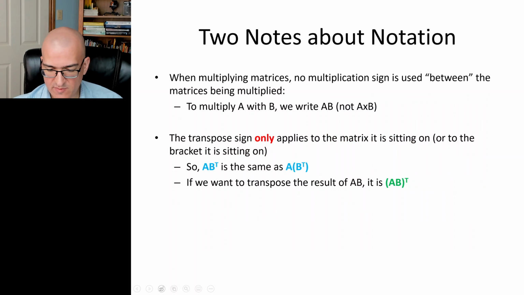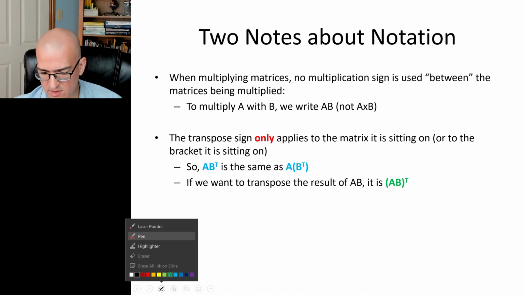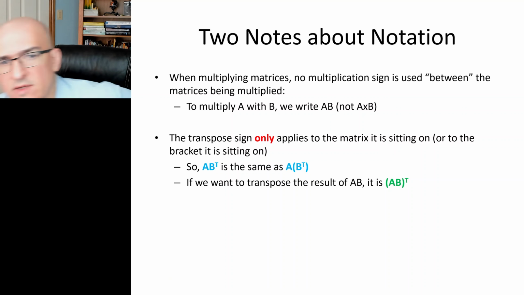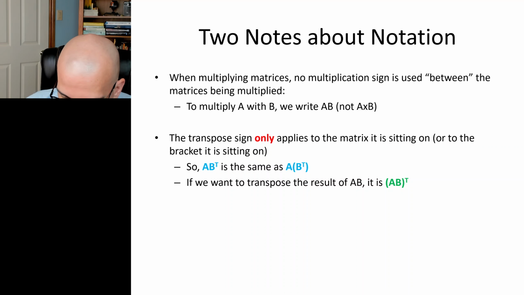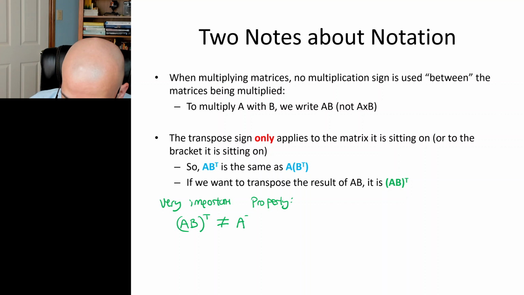Oh, I don't even have something really important here. This is not really a secret note. This is in the textbook, and it's absolutely necessary to solve some problems. But a very important property is that AB transposed is not equal to A transpose B transposed. Instead, what happens is A times B all transposed is equal to B transposed times A transposed.